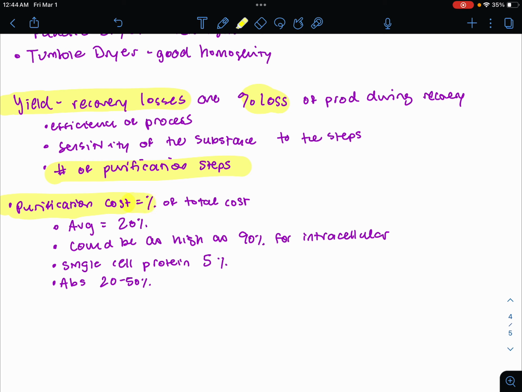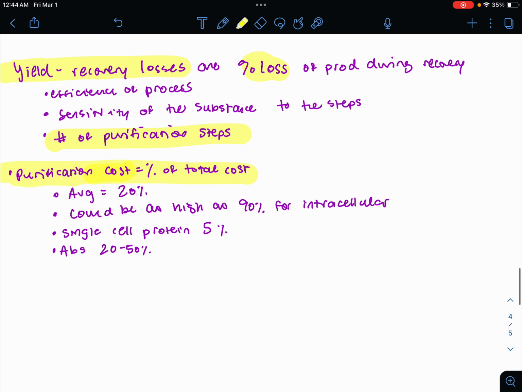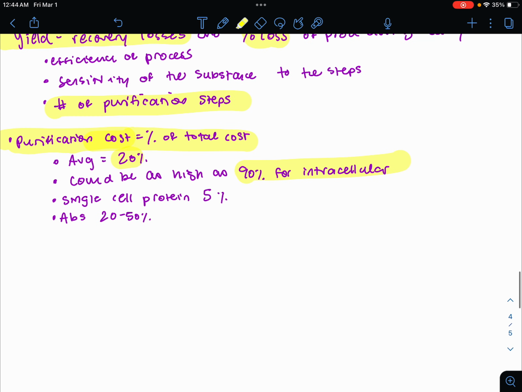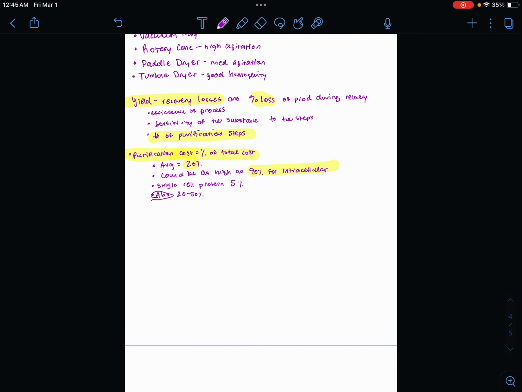Purification costs as a percent of total costs. So the average cost of recovery is 20%. It could be as high as 90% for intracellular metabolites because you need a more complicated process and, again, getting that intracellular product. So single-cell protein, in comparison to those intracellular products, single-cell protein will be only 5% versus 90% for those intracellular metabolites. Antibiotics, sorry about that, wrong AB there. Antibiotics are going to be around 50%. And I think that's the end of the slide, look at that!